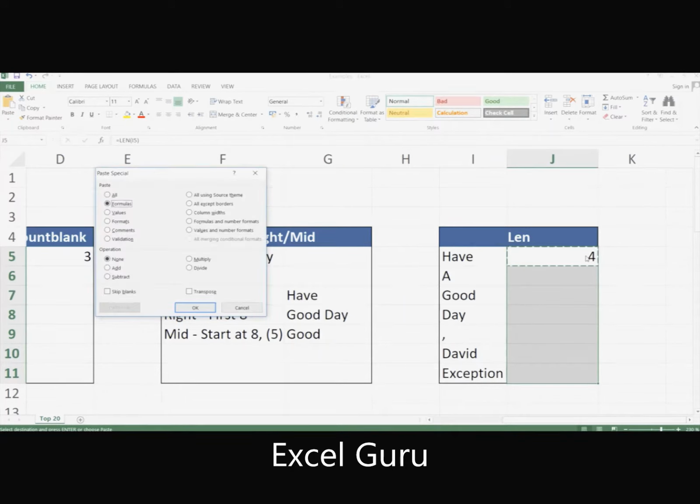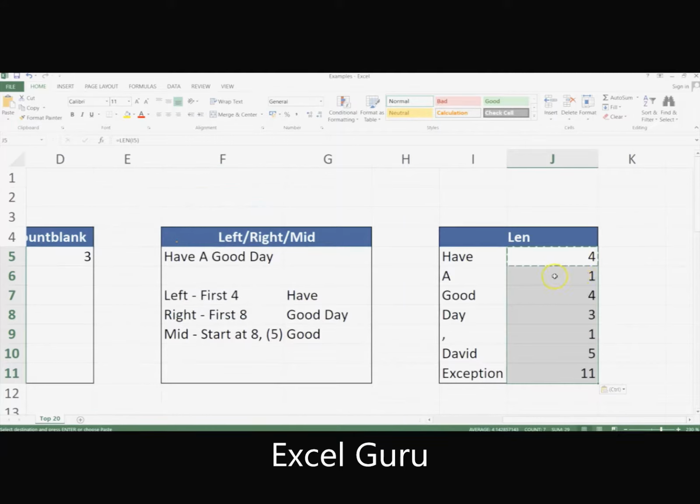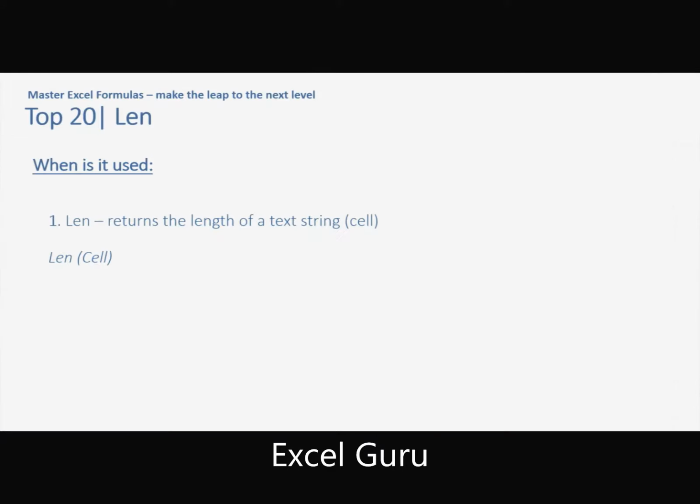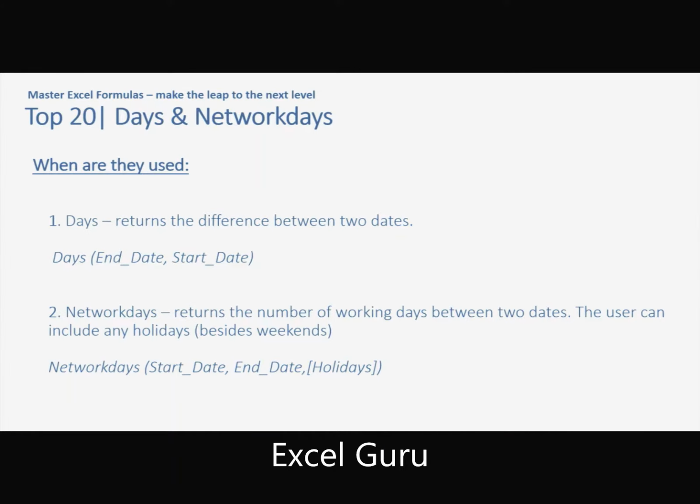Okay, and this is what we get. "Day" is 3, 1, 5, "exception" is 11. So as you can see, "exception" has 8 characters really, but because there are a few empty spaces as well, they have been counted, and that's why the formula returns 11.